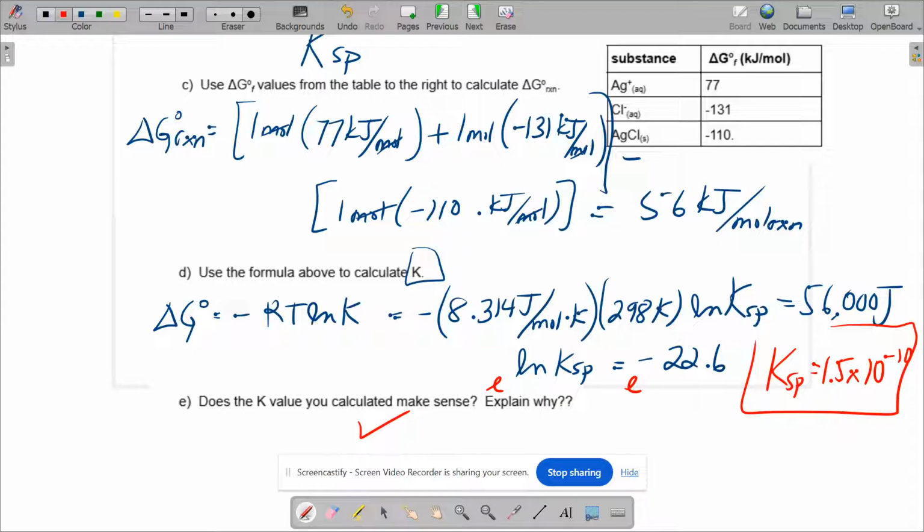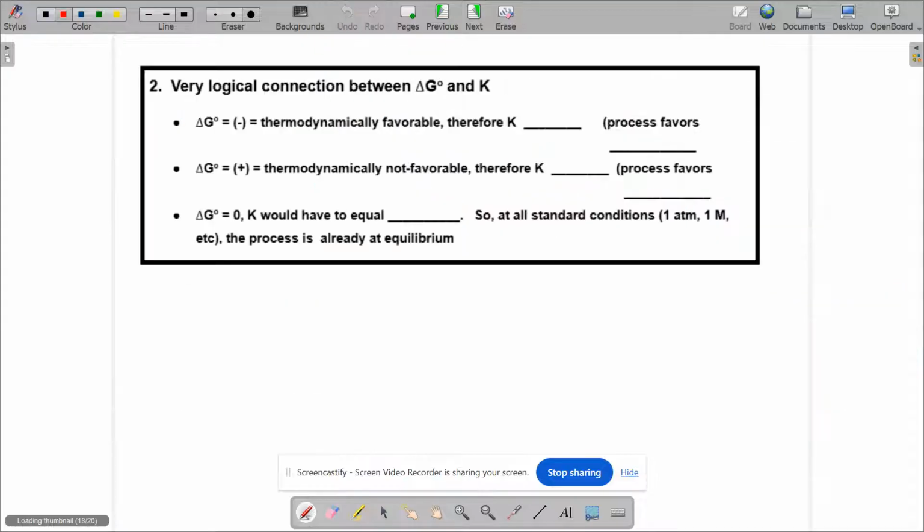Pretty easy, right? So basically you just have a formula that if you have K, you can calculate delta G naught, or vice versa. From that math, we got some really common sense connections: if delta G is negative, so the process is thermodynamically favorable, then K will be greater than 1. Mathematically that just has to be true. Whatever your process is, it's going to favor the forward direction, and we're going to produce lots of products. So we're going to have lots of B, not very much A. K is going to be greater than 1. Delta G is negative.